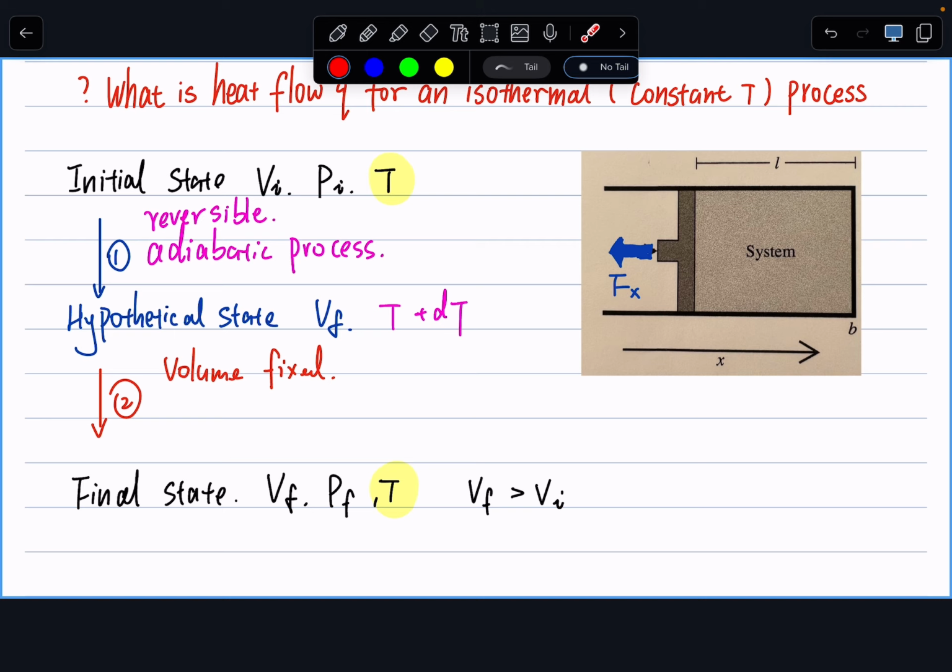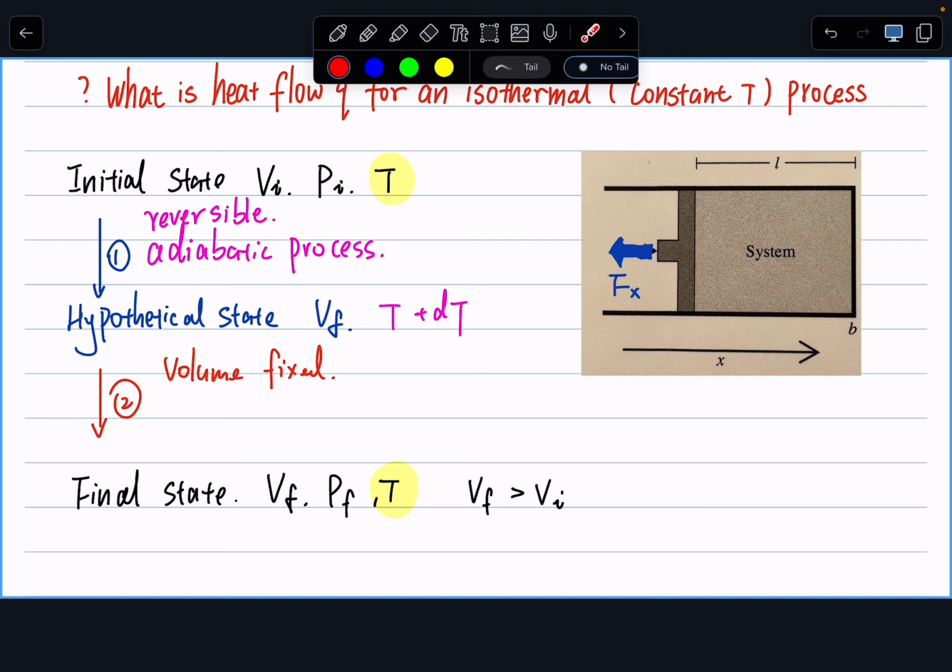So that's our first process, right? And our delta U of the first process equals Q1 plus W1, which is just W1, which is negative nRT ln V final over V initial. So that's our first hypothetical adiabatic reversible expansion of the gas.